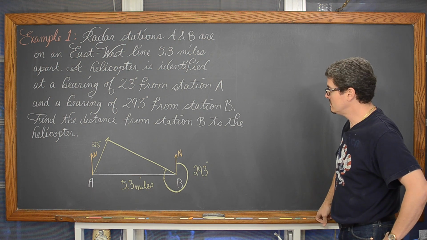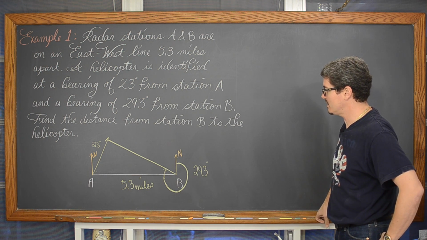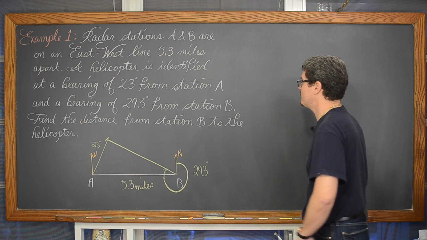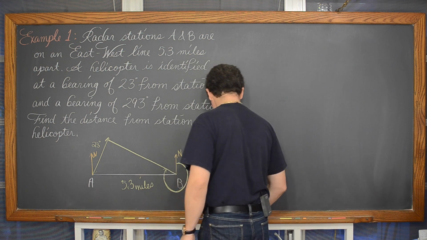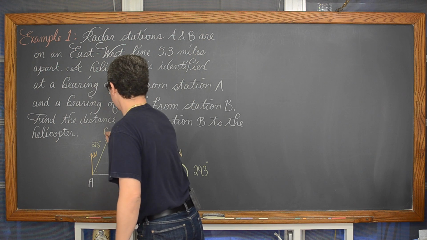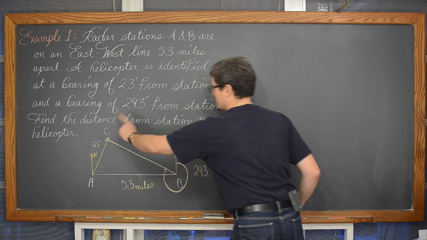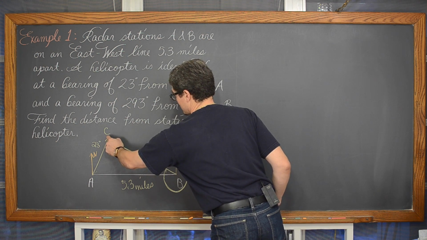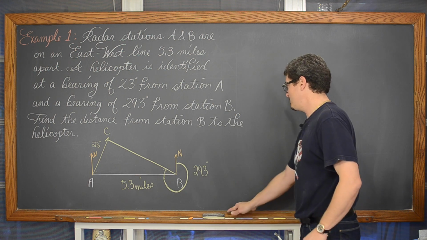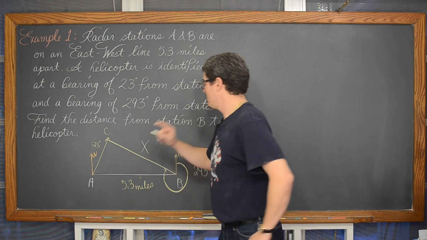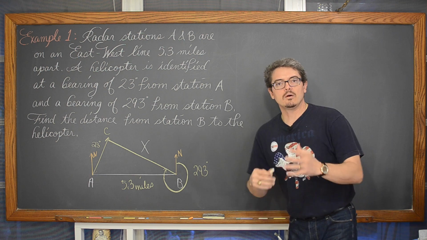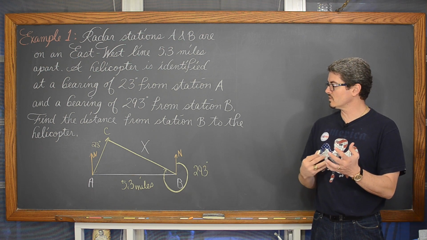And that's it. So we need to work with some kind of information. We're looking for how far the helicopter is away, and let's just call that point C. We're finding out how far that helicopter, or this intersection point C, is from station B. So we're looking for this value right here. Okay, now here's where we need to start looking at more information.